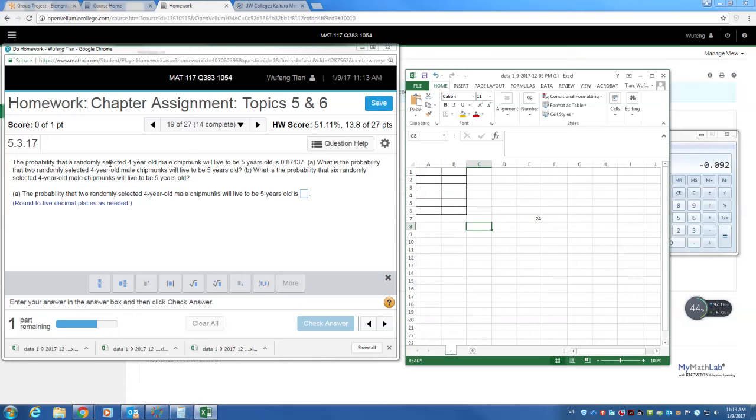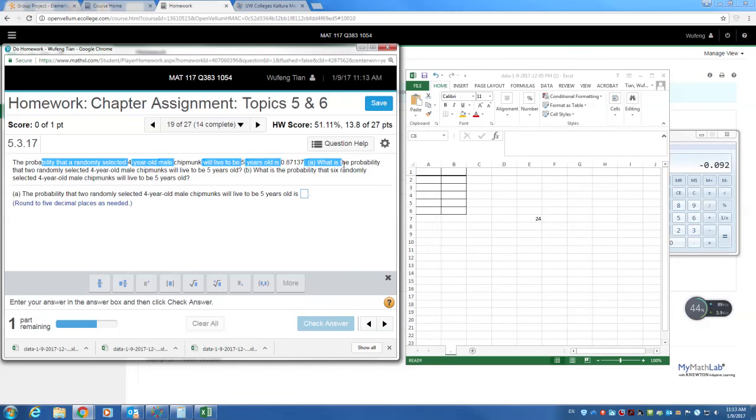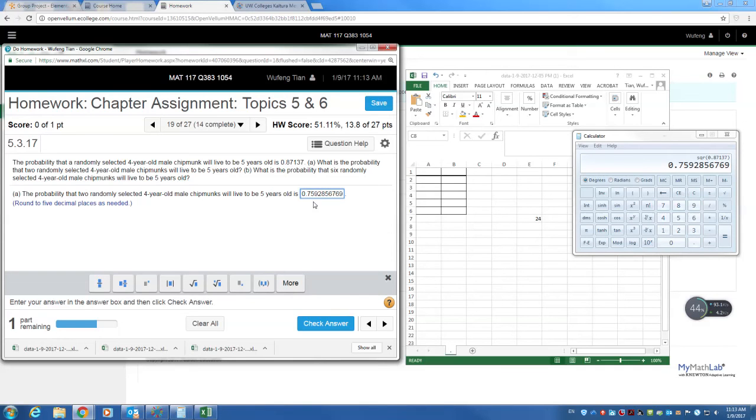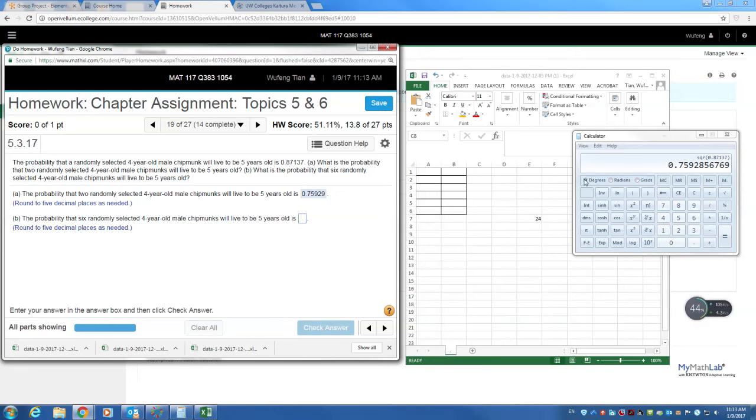So the probability that a randomly selected 4-year-old will live is like that. The probability of 2 selected, so I have choose 4, choose 2. Okay, what's the probability that 2 randomly selected will live to be 5 years old? Okay, so it's 0.87137 squared, so I have 2 of them. 5 decimals: 1, 2, 3, 4, 5. Okay, 2 is just squaring this probability.